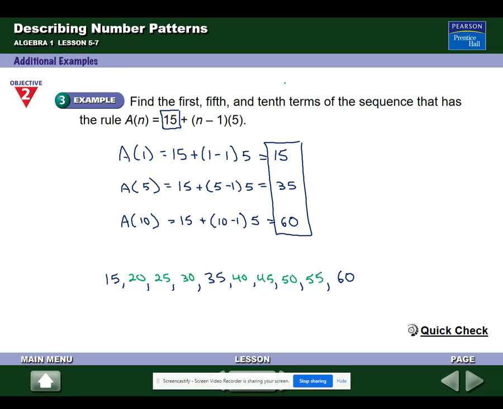They only told me to find the first, fifth, and 10th terms. So I did it by plugging in and calculating. But really, I could have just found the sequence there. Here's a of 1. Here's a of 2, a of 3, a of 4, a of 5, which they asked me for, a of 6, a of 7, a of 8, a of 9, a of 10, which they asked me for. Okay? I'm saying a of 10, function notation.